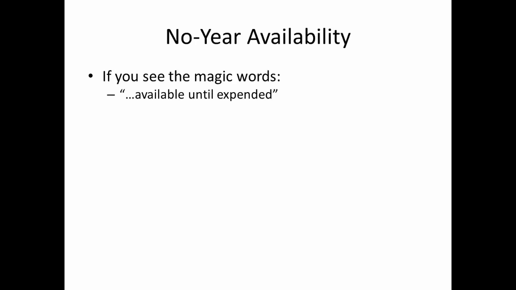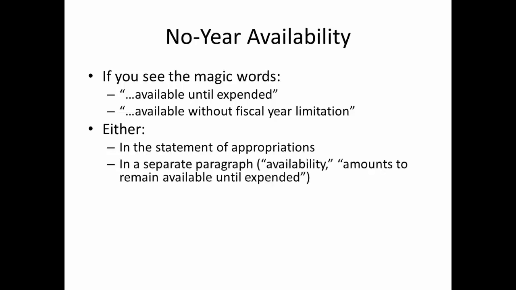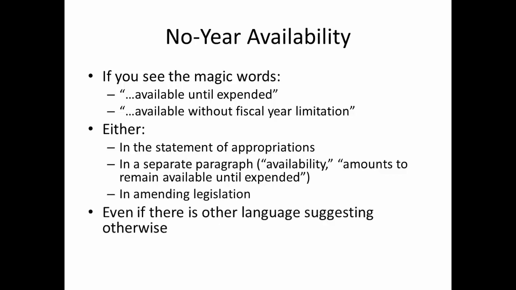Let's pause for a moment and summarize the takeaways on no-year availability. First of all, if you see the magic words "available until expended" or "available without fiscal year limitation" in the appropriating language, either immediately conjoining the statement of appropriations or following in a separate paragraph or in amending legislation, even if there is other language suggesting otherwise, it's a slam dunk. The funds are no year, and your analysis is done.